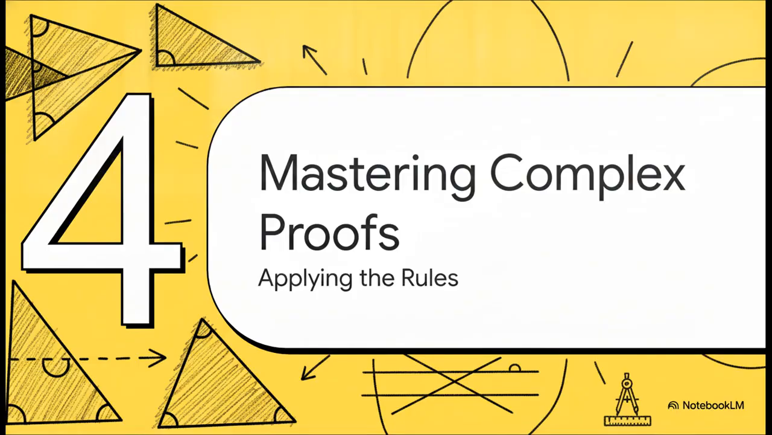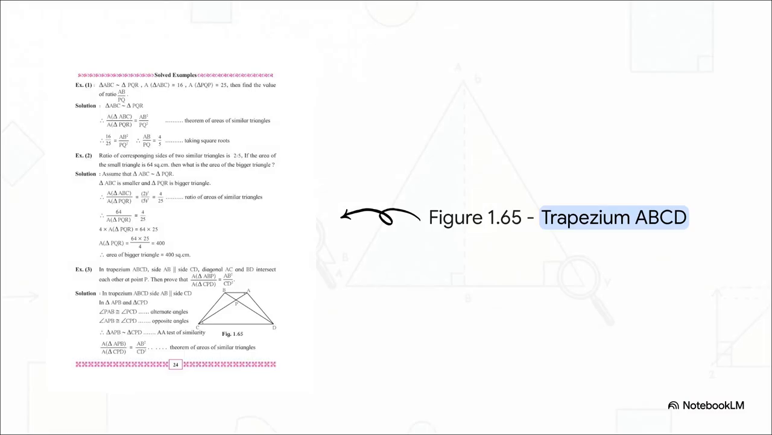All right, finally, section 4, mastering complex proofs. Let's see what happens when we apply these rules to a much more complex shape. Take a good look at this shape, trapezium ABCD. The special thing about a trapezium is that exactly one pair of opposite sides is parallel. In this case, side AB is strictly parallel to side CD. On top of that, the diagonals AC and BD are intersecting each other right at point P in the middle.